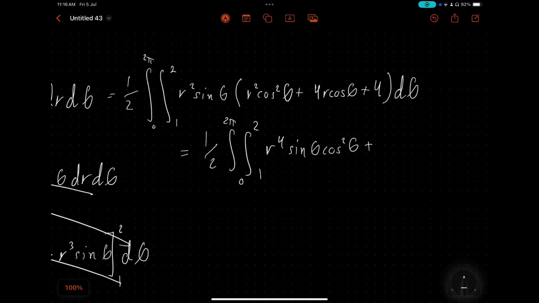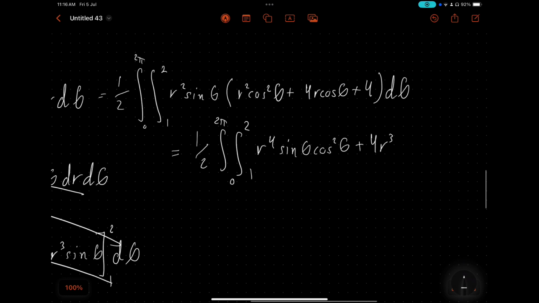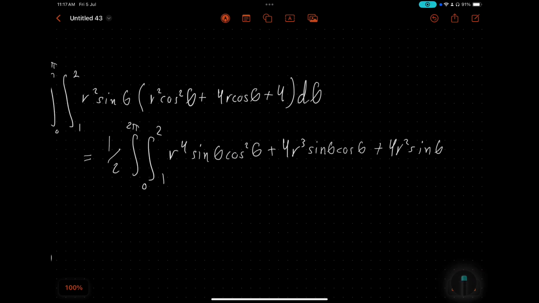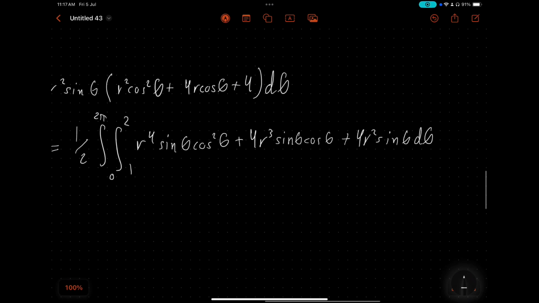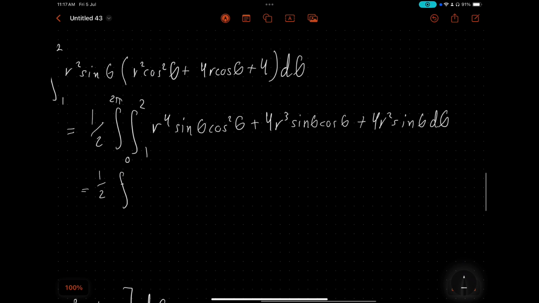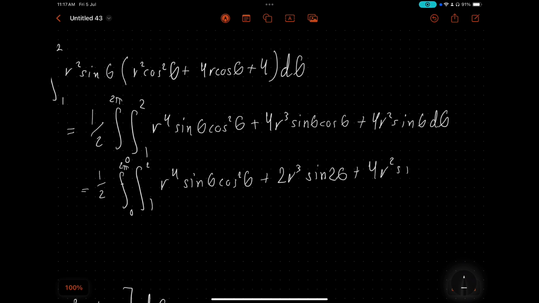For the other part we just have 4r³ sinθ cosθ, plus 4r² sinθ dθ. Now basically you can evaluate this. It's now easier to do. So this becomes 1/2 the integral from 0 to 2π, 1 to 2, of r⁴ sinθ cos²θ plus 2r³ sin 2θ plus 4r² sinθ dθ.